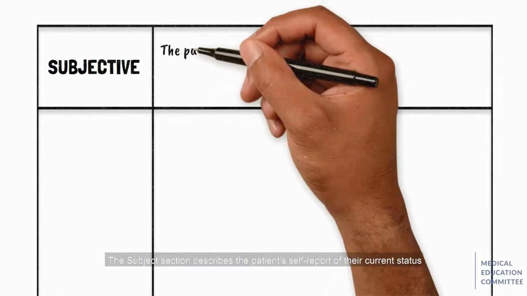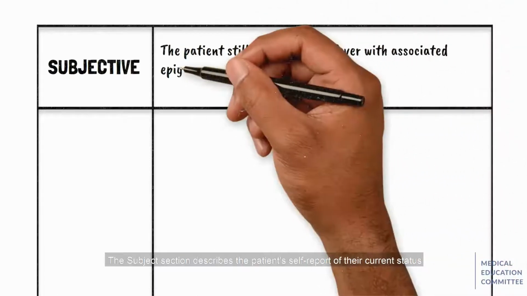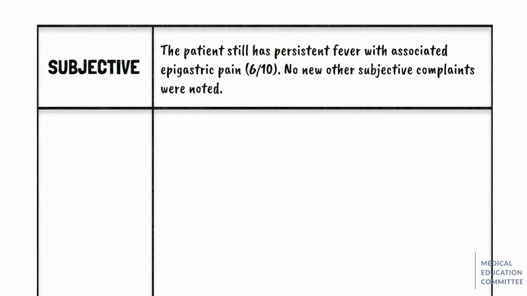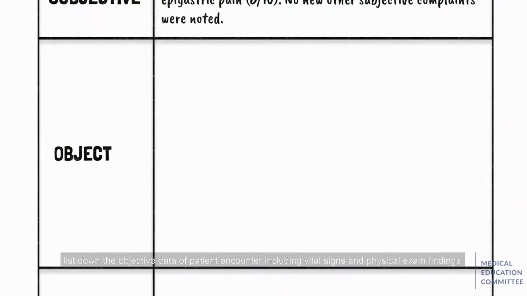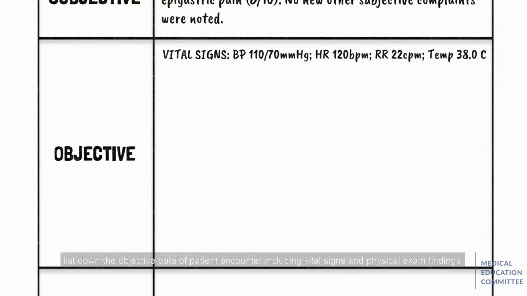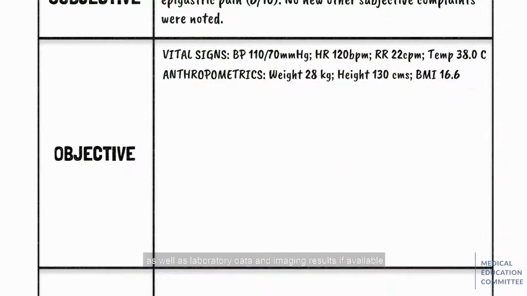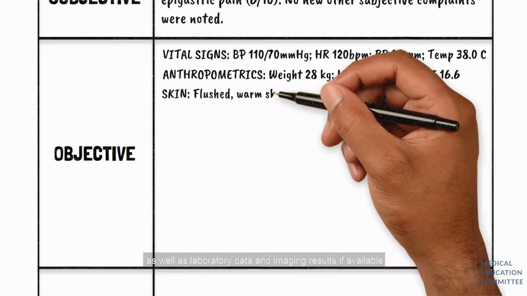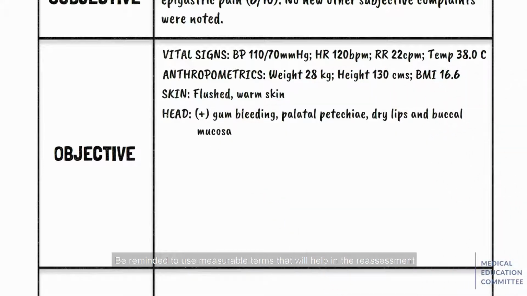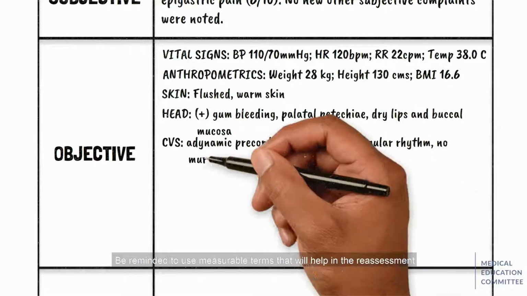The subjective section describes the patient's self-report of their current status. Avoid writing irrelevant data. Under objective, list down the objective data of the patient encounter, including vital signs and physical exam findings, as well as laboratory data and imaging results if available. Be reminded to use measurable terms that will help in the reassessment.